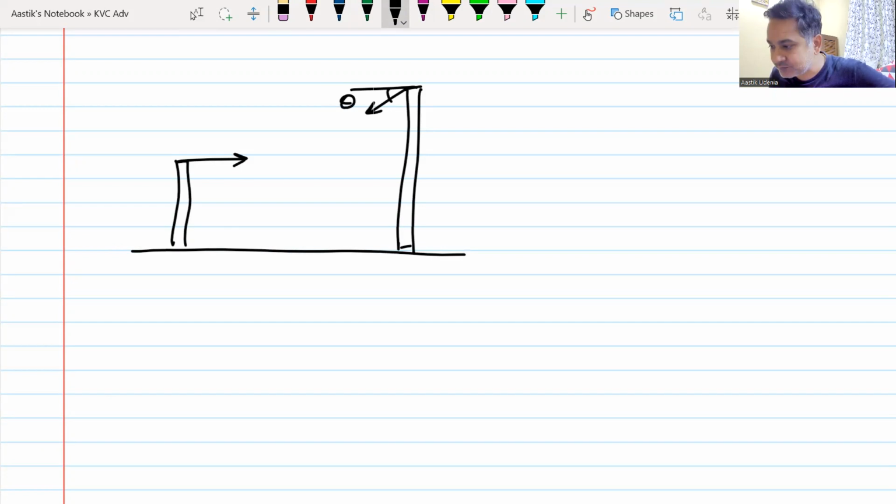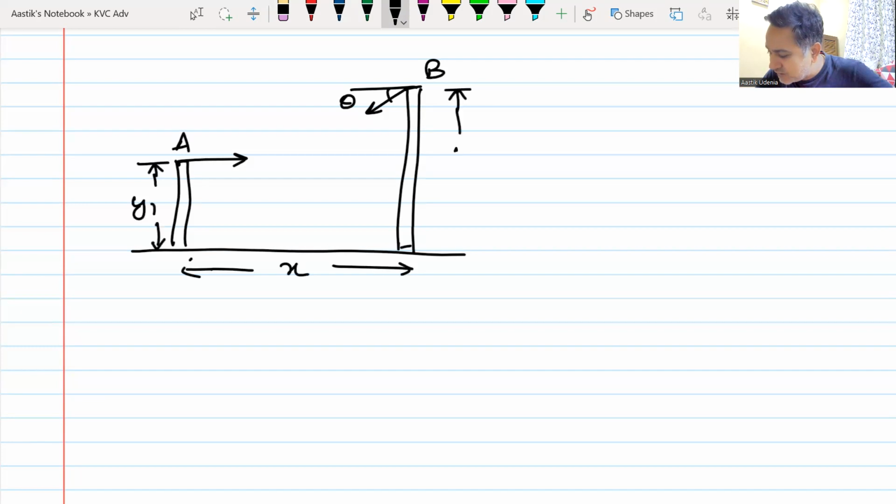Do you understand this? So one ball was thrown horizontally and the other ball was thrown at some angle. You have to find at what angle I should throw this ball so that ball B hits ball A. If I tell you that this distance is, let us say, X, and again, this is a very old JEE Advanced question, this distance is Y1 and this distance is Y2. Can you tell me at what angle I should throw the ball so that this ball and that ball meet?